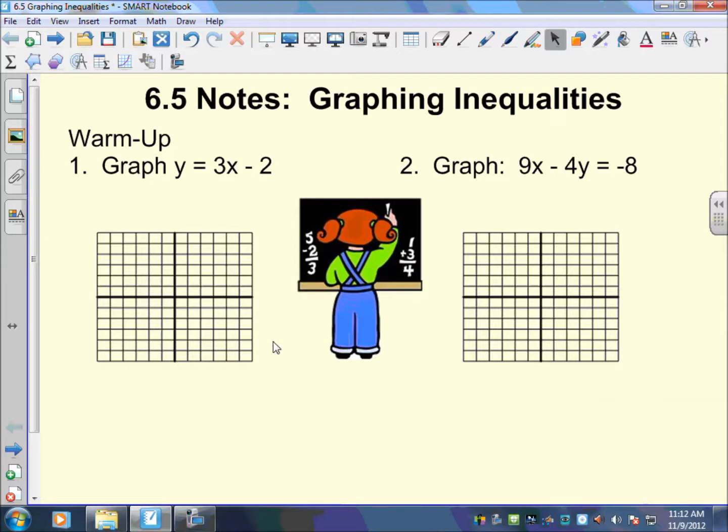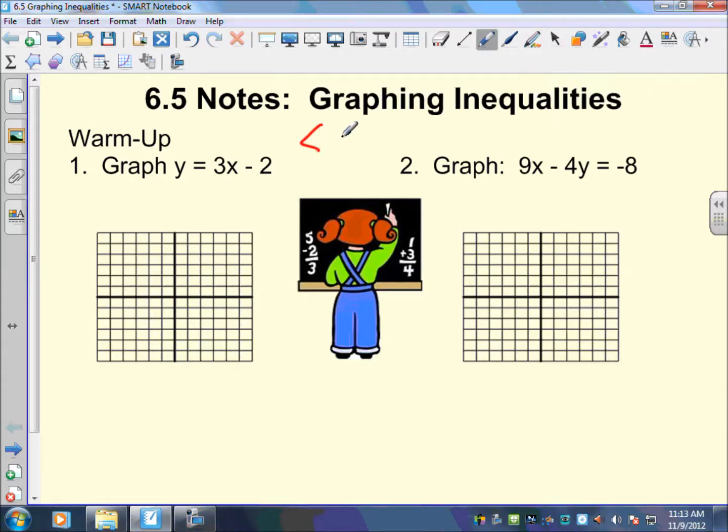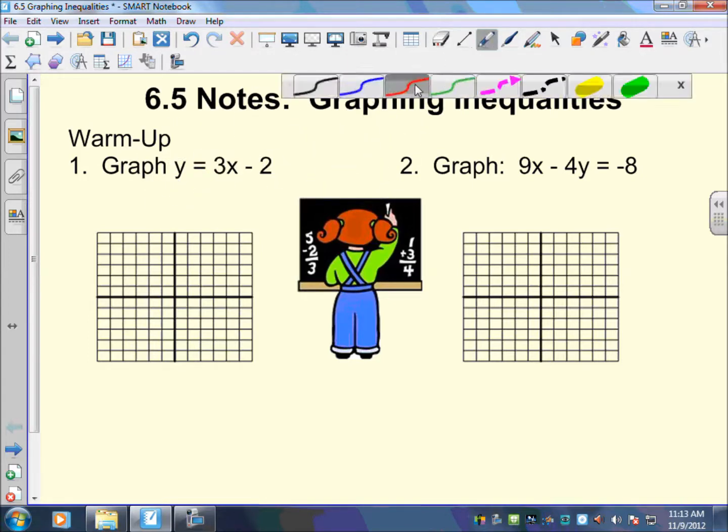Okay, this is lesson 6.5, Graphing Inequalities. Inequalities, if you remember, are less than, greater than, less than or equal to, greater than or equal to. Now, we already know how to graph equations. Equations are different than inequalities because equations have an equal sign. So, we're going to start by reviewing in the warm-ups how to graph equations, because a lot of the rules are similar. There's just a couple of extra things you have to remember.